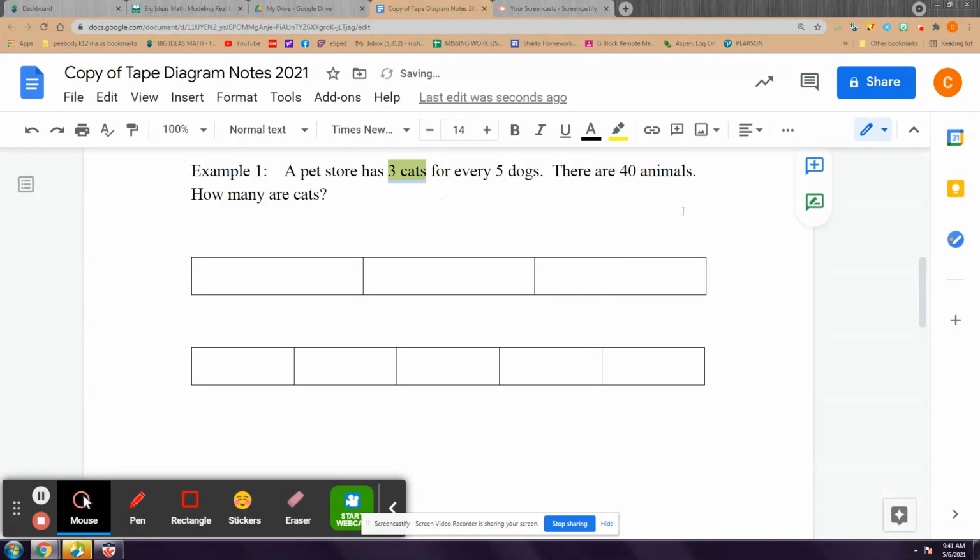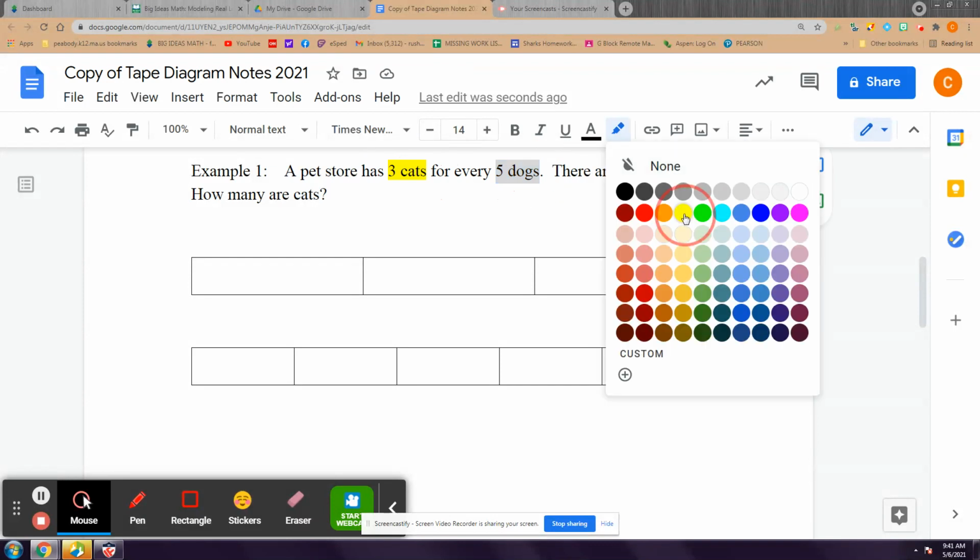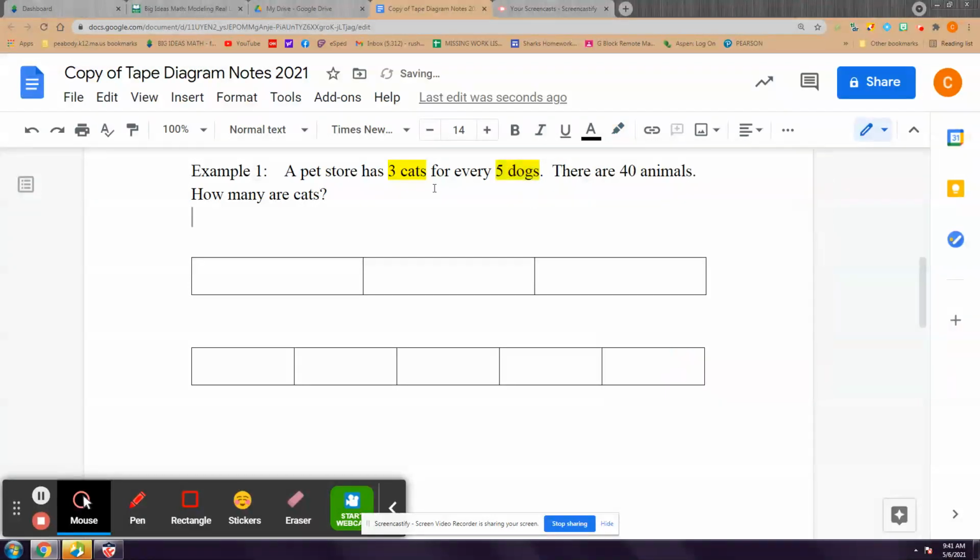So our ratio is 3 cats for every 5 dogs. So if you were writing a ratio normally, and you don't have to write this, guys, it would be 3 to 5. Okay, that's our ratio, 3 cats to 5 dogs. All right. So guess what?